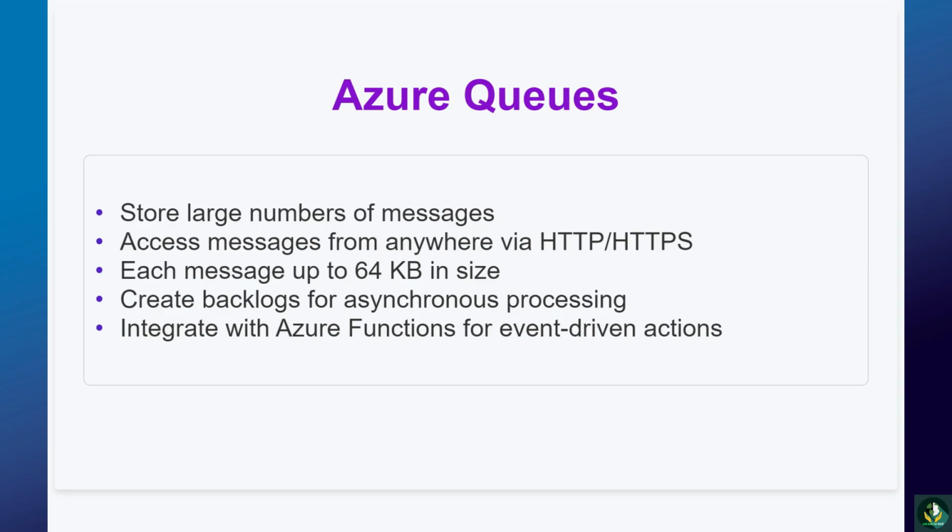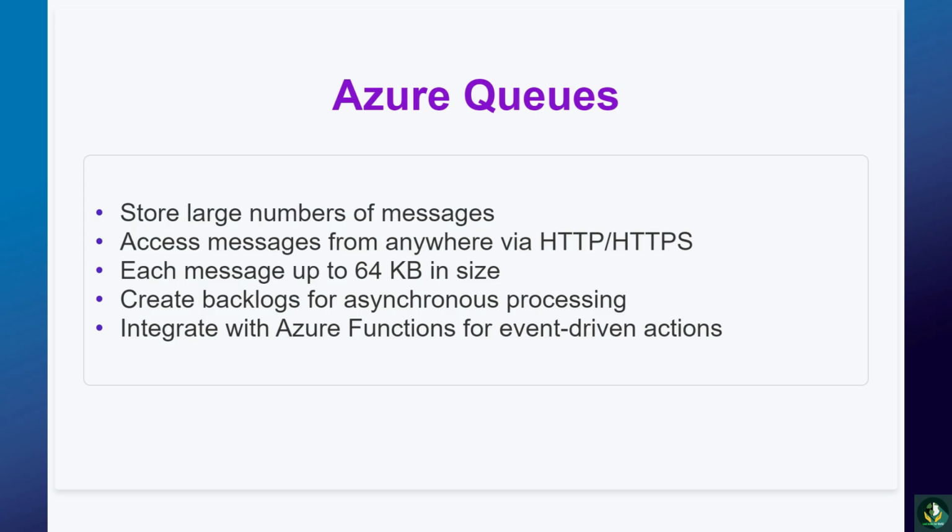This service plays a crucial role in building scalable and decoupled applications, particularly those that require asynchronous processing or need to handle spikes in workload efficiently. At its core, Azure Queue Storage is designed to store vast numbers of messages. The capacity of a queue is limited only by the total size of your storage account, potentially allowing for millions of messages to be stored. This scalability makes queue storage an ideal choice for applications that need to handle high message volumes or experience fluctuating workloads.